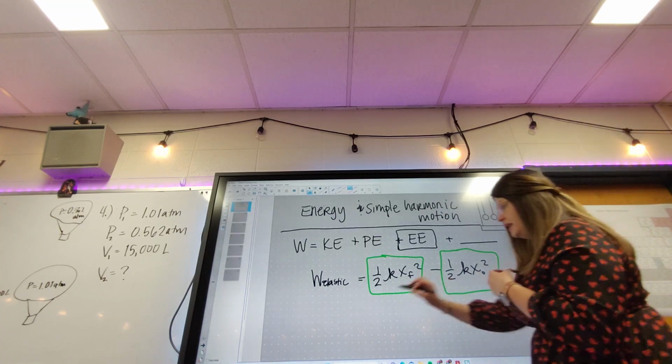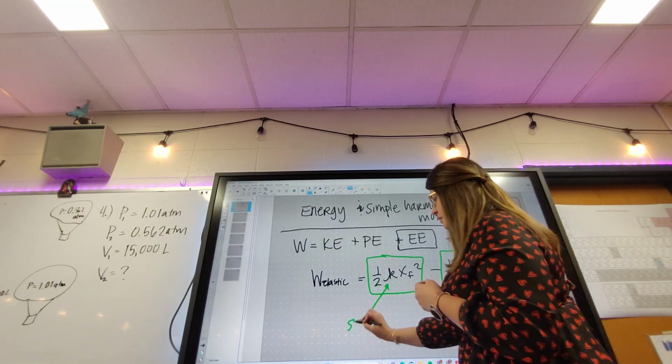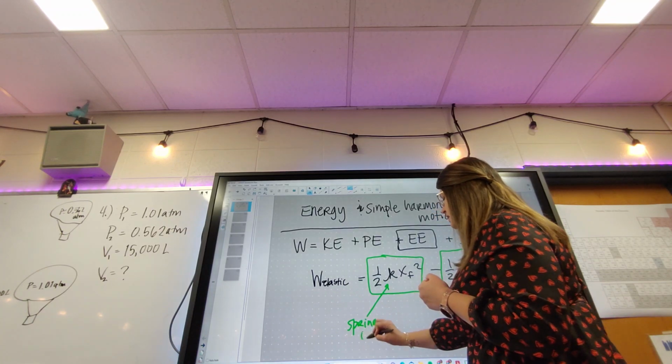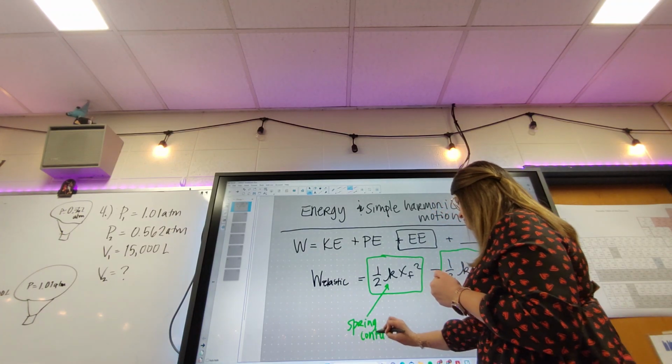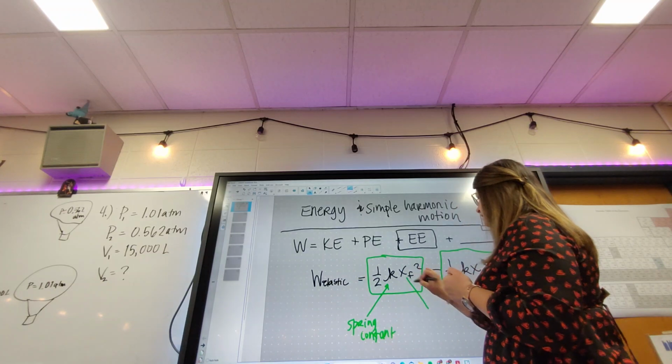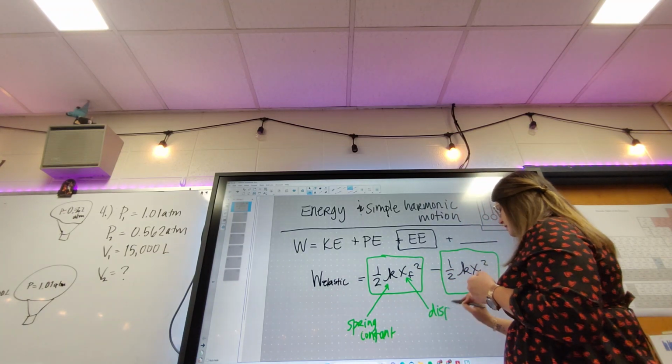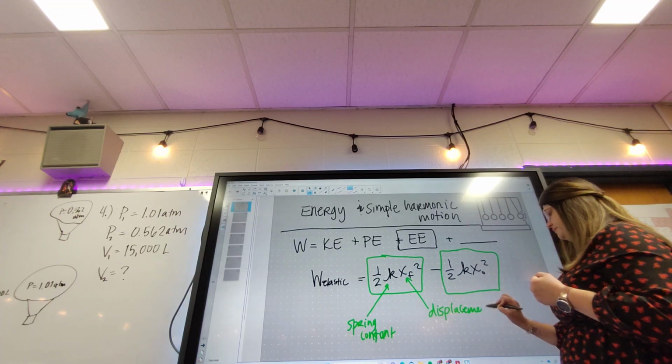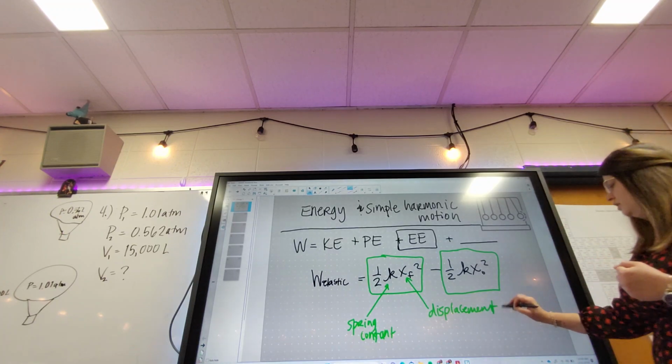Okay, so k is the spring constant, remember? What is x? The distance, or like the length that the spring can go to. Yep, we're gonna call that displacement of the spring.